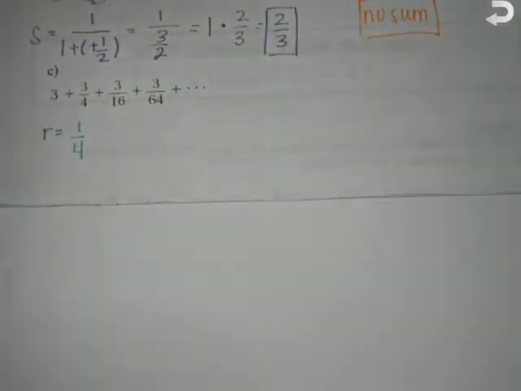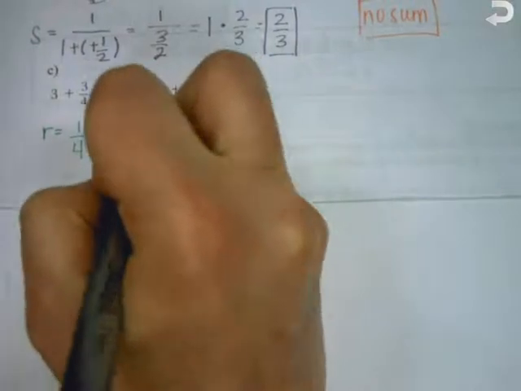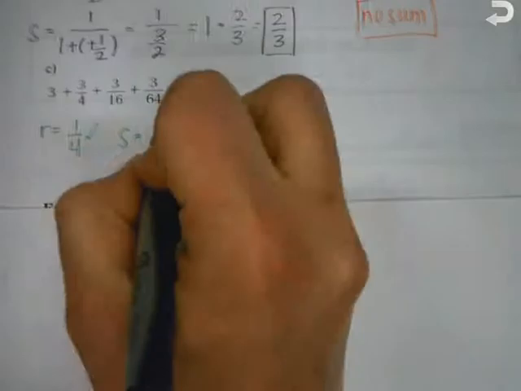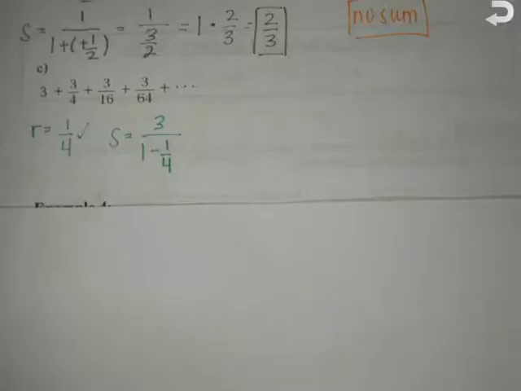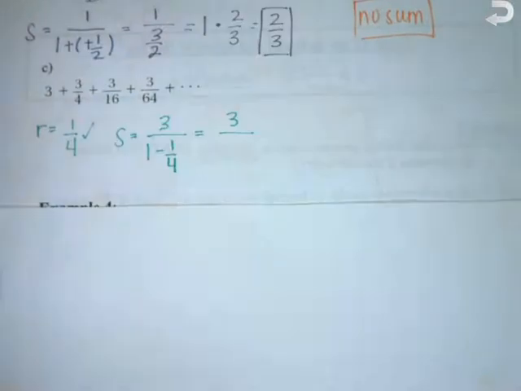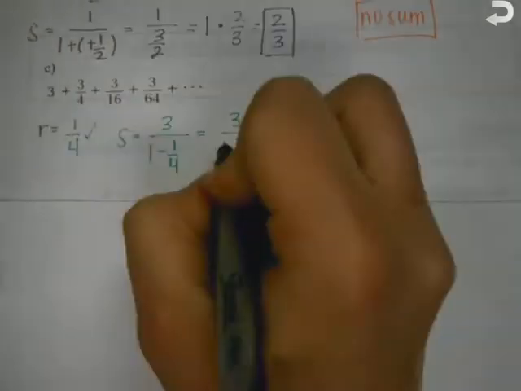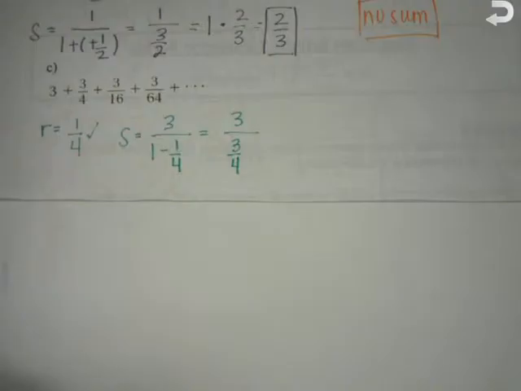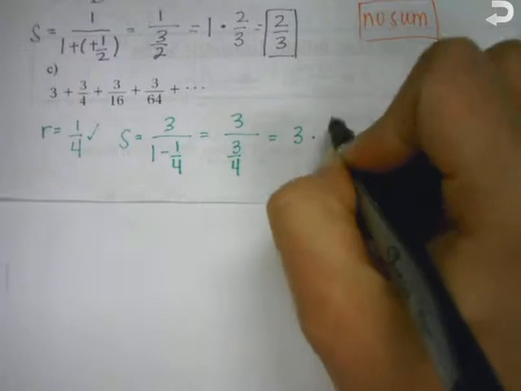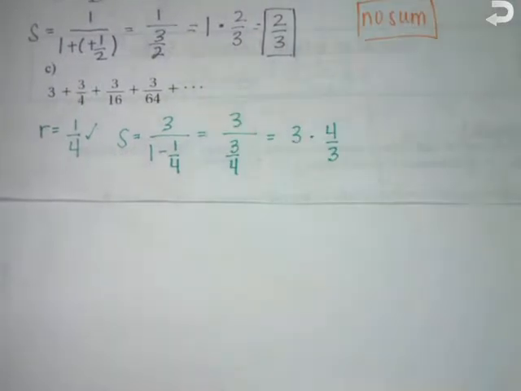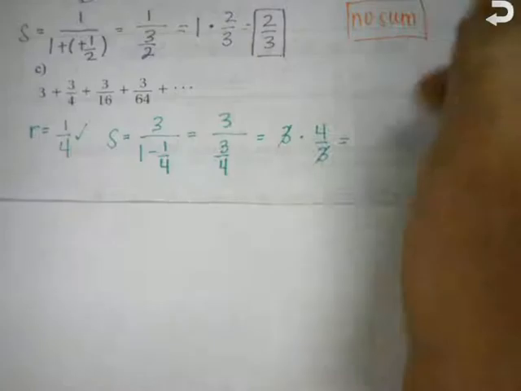So the sum equals a sub 1, which is 3 over 1 minus 1/4. So this is 3 over what? 1 minus 1/4. Oh, minus. 3/4. Dividing by a fraction is the same as multiplying by the reciprocal. So this is 3 times 4/3. Oh my gosh, this is going to work out so nicely. What happens? The 3's cancel. So what am I left with? 4. Why is it 3? Oh, it's 3/4.